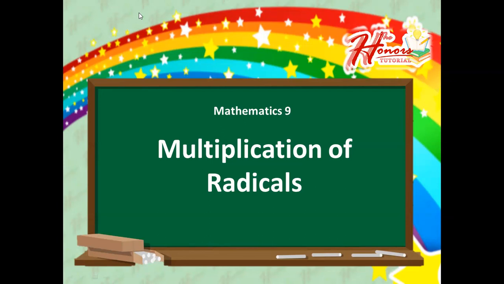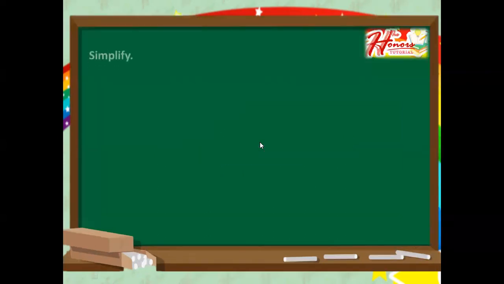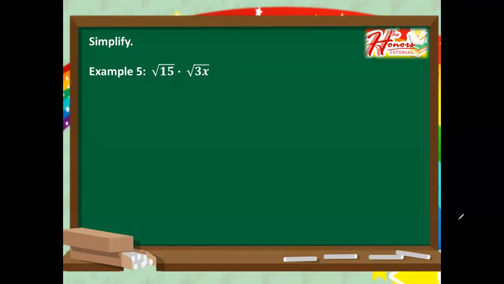Welcome back to part 2 of our topic, which is about multiplication of radicals under Math 9. So, this is the continuation of our examples. We have here square root of 15 times square root of 3x. And this is how we are going to solve for it. Let's write the solution.